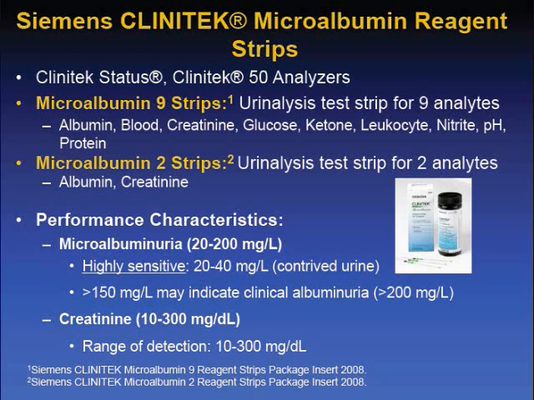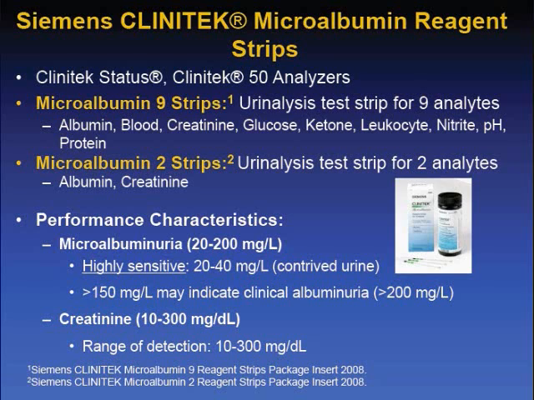Siemens also offers the Clinitek microalbumin reagent strips. There are 2 strips offered to be used on the Clinitek Status and Clinitek 50 analyzers. The microalbumin 9 strip is a urinalysis test strip that tests for 9 different analytes: albumin, blood, creatinine, glucose, ketones, leukocytes, nitrite, pH, and protein in the patient's urine.